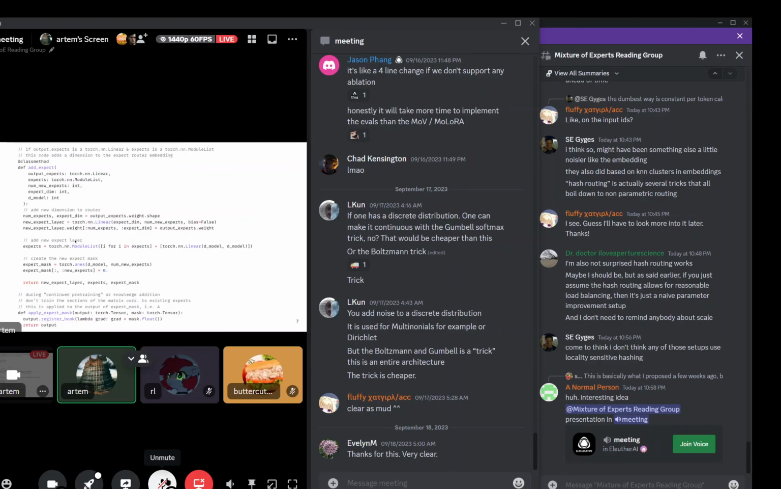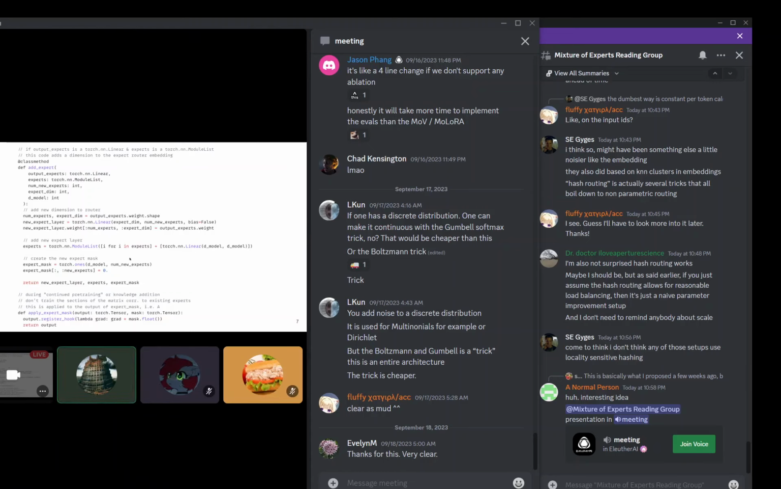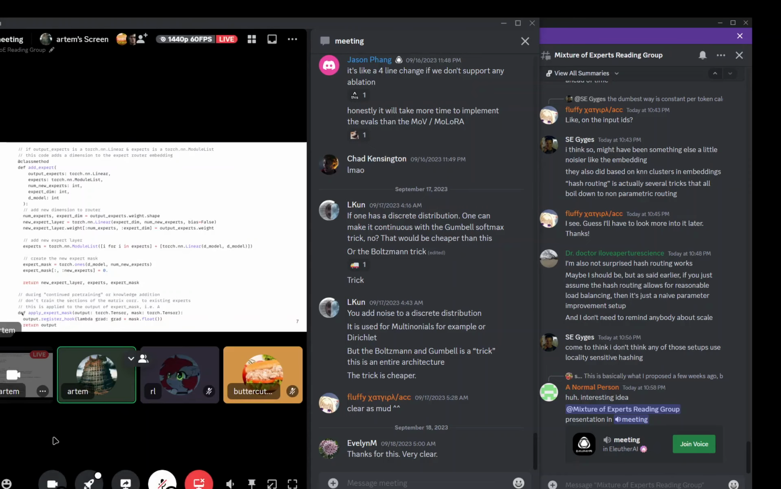You then add a new expert layer. Here I'm representing them as a module list. And you have to make an expert mask. Whenever you add a new expert, you freeze all of the sections of the router corresponding to the existing experts, and you only train that strip that you added for your new expert layer. So the mask would look like zeros everywhere except for that row corresponding to the new expert. And when you actually train it, you zero out the gradients for everything in the router except for that row.